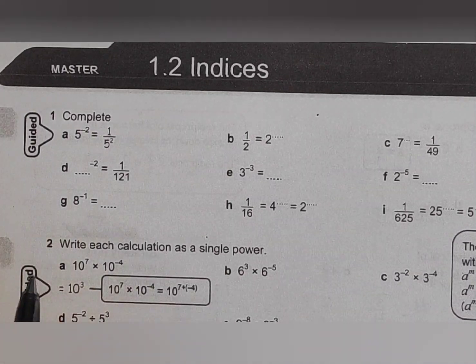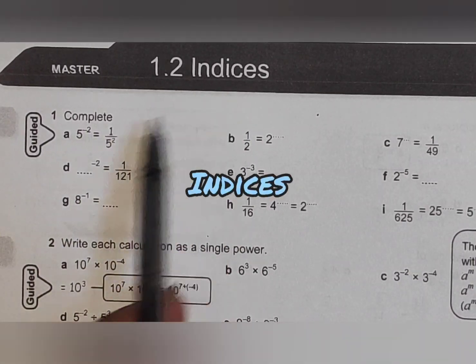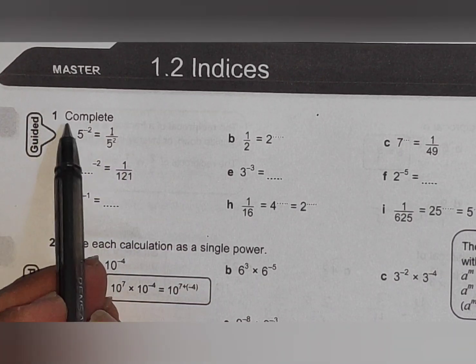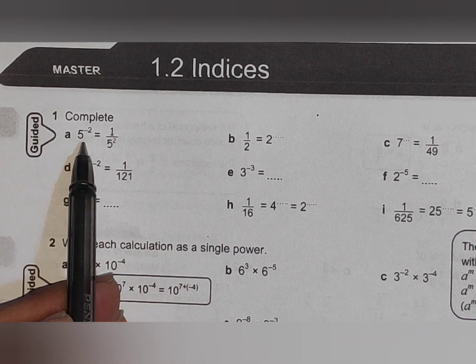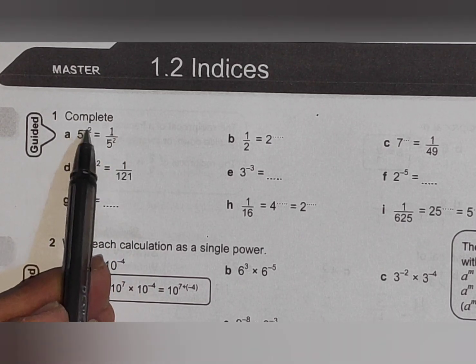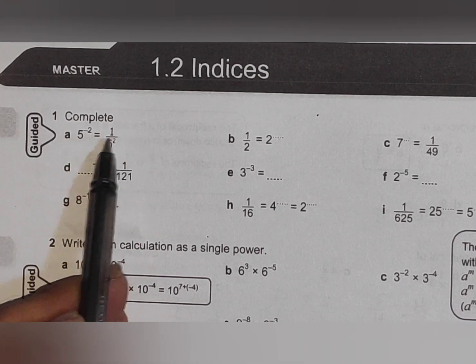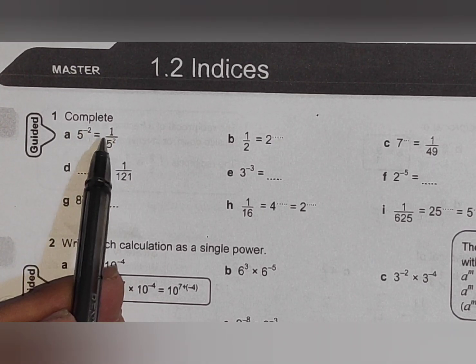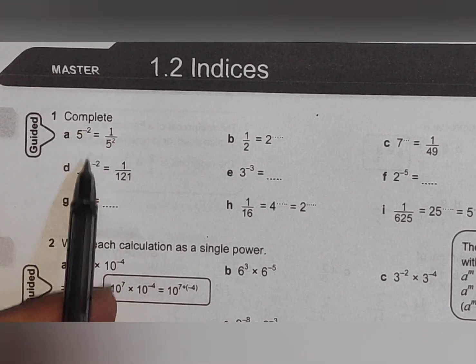In this video, we're going to talk about indices and how to solve problems using indices. Question 1, complete. Here we have 5 power of negative 2 and it's equal to 1 over 5 power of 2. It means that the negative became 1 over and then we left 5 power of 2, we put it in the denominator. This is how you work with negative powers.